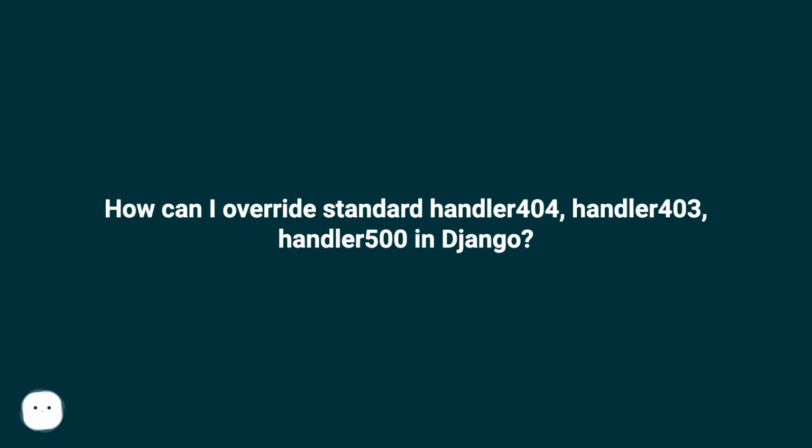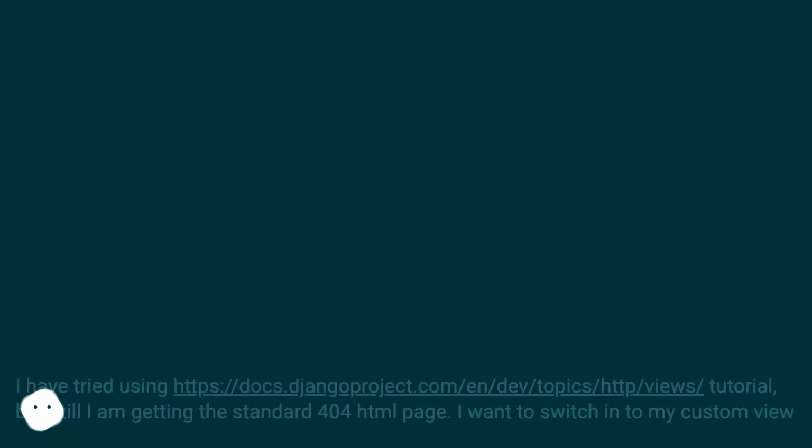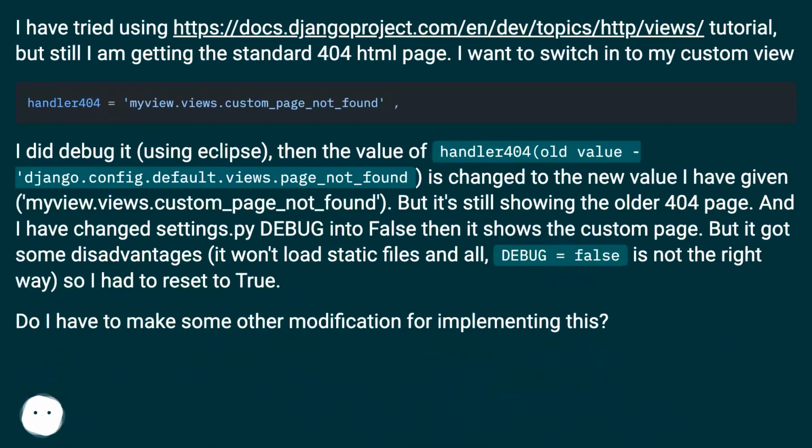How can I override the standard handler404, handler403, handler500 in Django? I have tried using this URL tutorial, but I am still getting the standard 404 HTML page. I want to switch to my custom view.